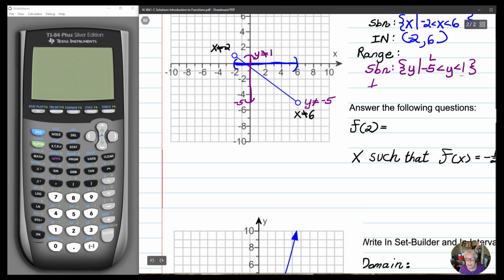Now the interval notation has parentheses. The lowest number is on the left, the lowest y coordinate. The highest y coordinate is on the right. Those are the endpoints, the parentheses, parens. The parens mean that y cannot equal -5 and y cannot equal +1.